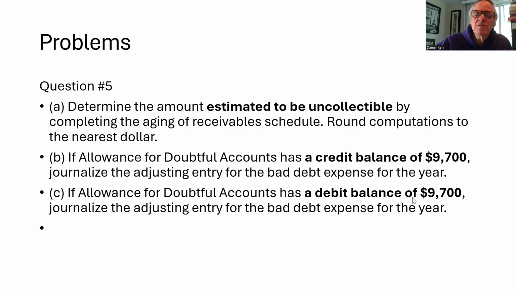So remember, the allowance for doubtful accounts, before you make the adjusting entry to bring it up to the balance of the amount that you think is going to be uncollectible, could have either a debit balance or a credit balance. In part B, it's got a credit balance. In part C, it's got a debit balance. So if your entry is the same for both B and C, then you've screwed something up there. Okay, so that's what I want you to do.